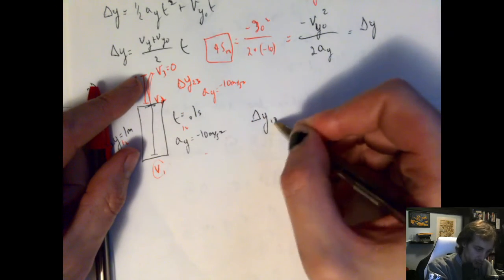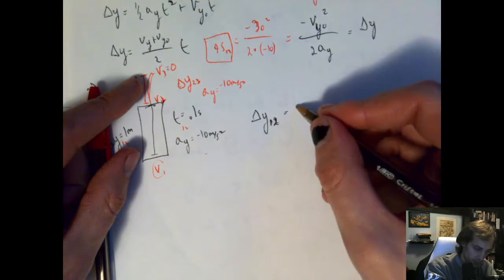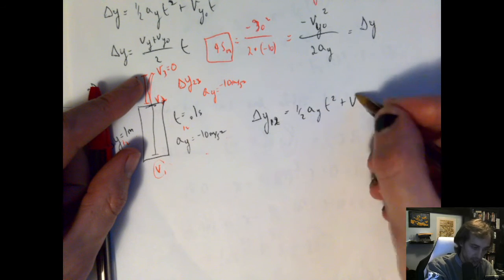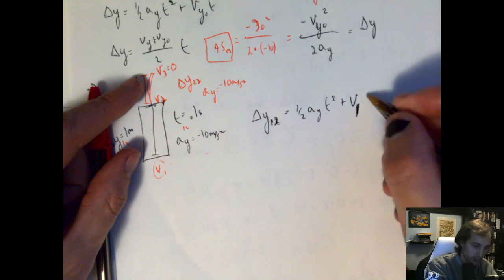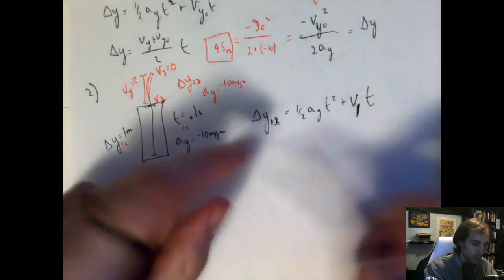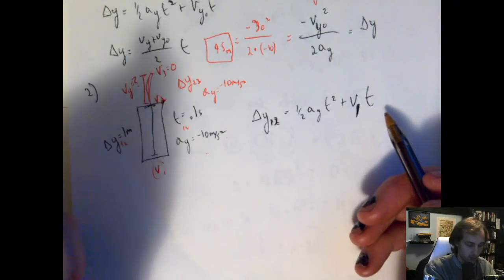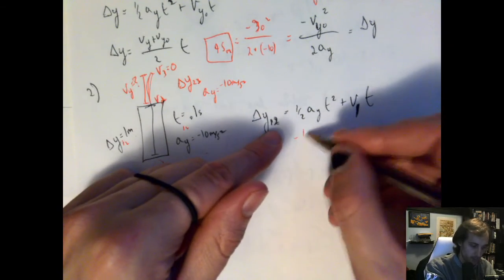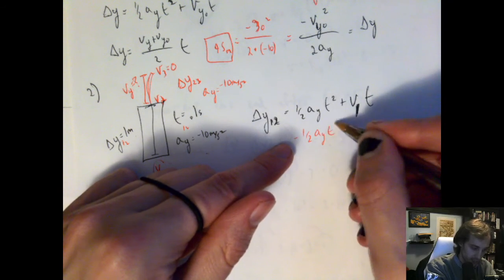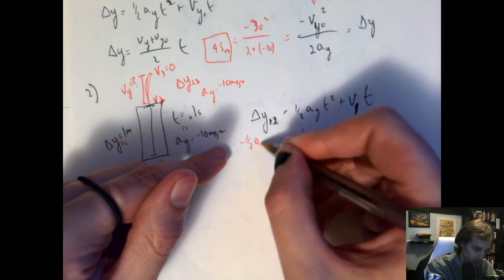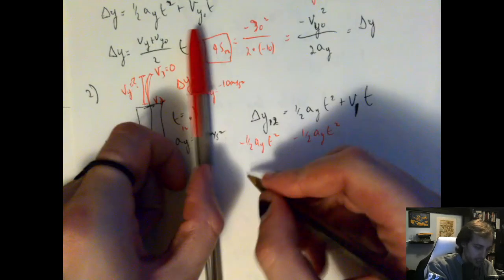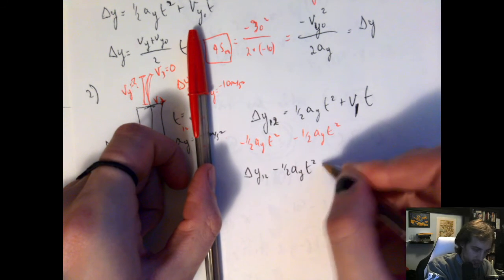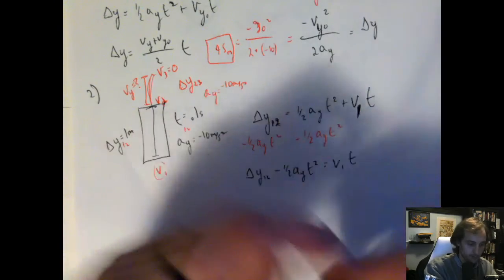My displacement from the bottom of the window to the top of the window is going to equal 1/2 times my acceleration times my time squared plus my initial velocity times time. I know everything except for initial velocity, so I am good to just subtract stuff off and solve that way. We've got minus 1/2 a_y t squared. That gives us delta y12 minus 1/2 a_y t squared equals v1 t.